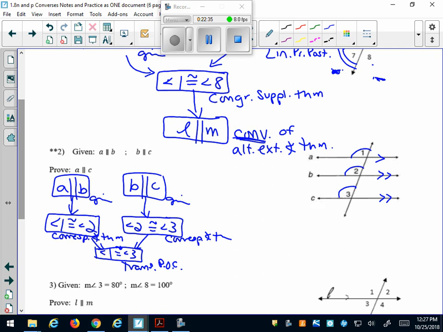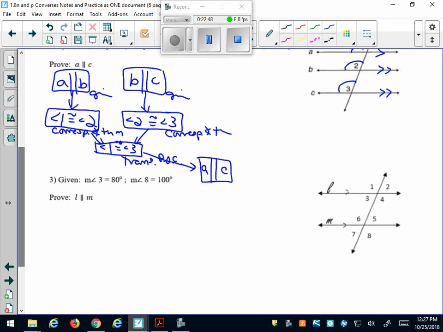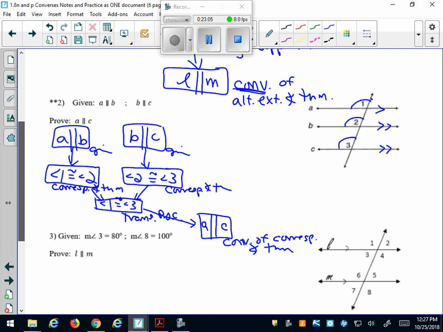So what? 1 is congruent to 3. How does that help us say that A is parallel to C? What is going to be our reason? Emil? Converse of what? Good. Converse of the corresponding angles theorem. So since 1 is congruent to 3, that makes A parallel to C by the converse of the corresponding angles theorem.